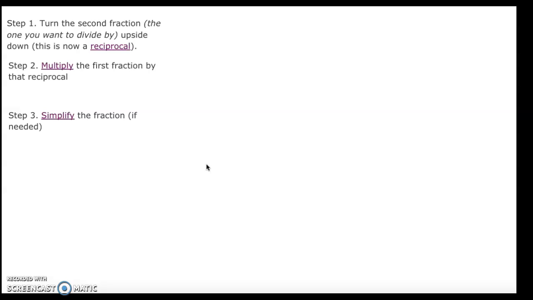First step, turn the second fraction, the one you want to divide by, upside down, and that's now the reciprocal. Step 2, you're going to multiply the first fraction by that reciprocal. And then you're going to simplify. And I'm going to tell you from here on out, we're most likely going to be simplifying, so just get ready to do that.